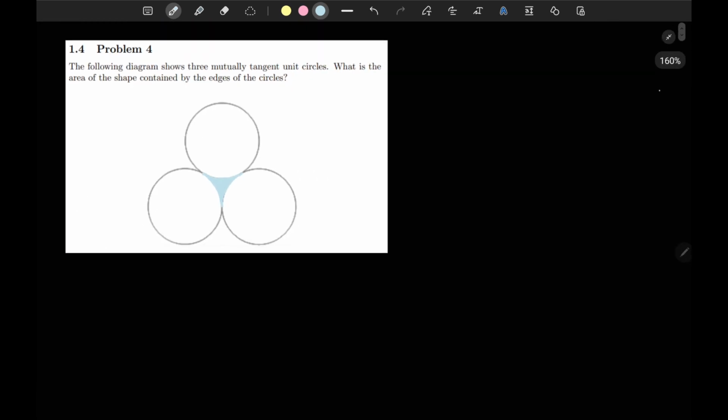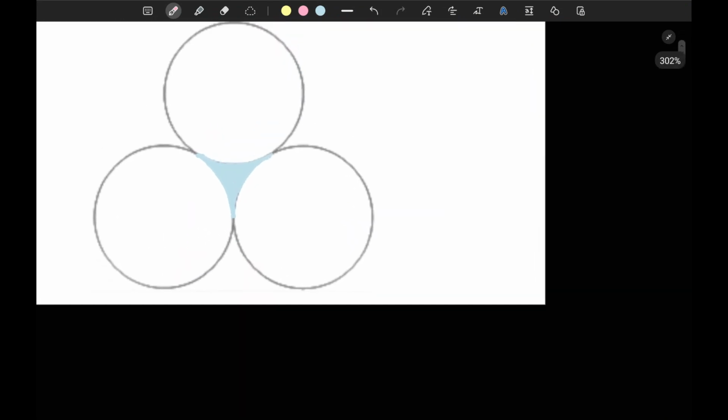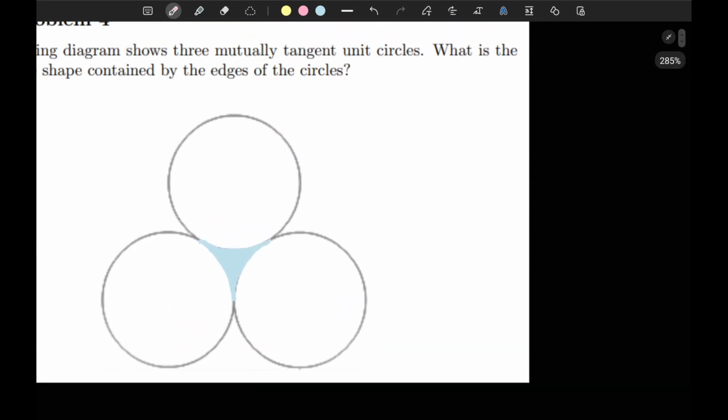If you want to try this on your own, feel free to pause the video now and I'll get started in just a second. All right, let's get started. So the first thing to note is that these circles are mutually tangent. So they're not overlapping at any point. They're just touching at one point each, which is marked by the corners, I guess you could say, of the shape that we're looking for.